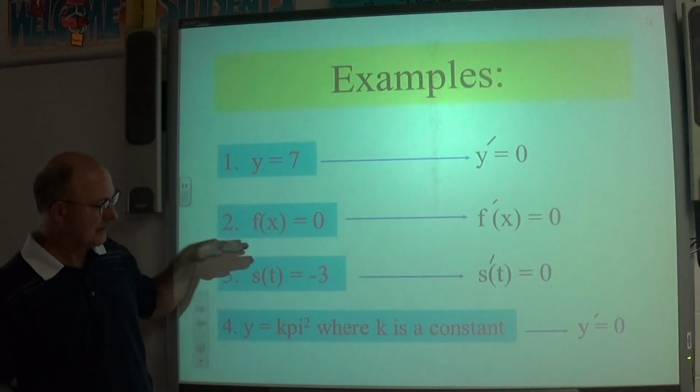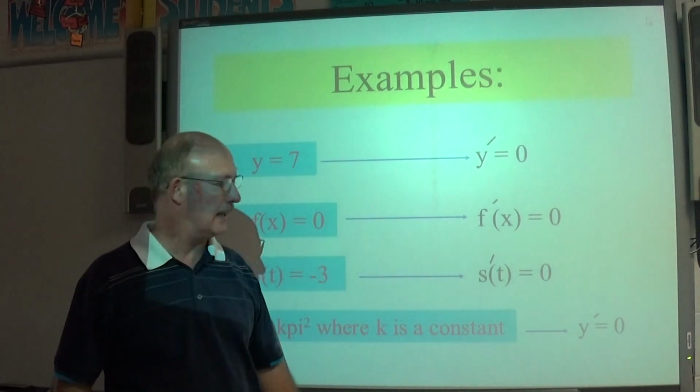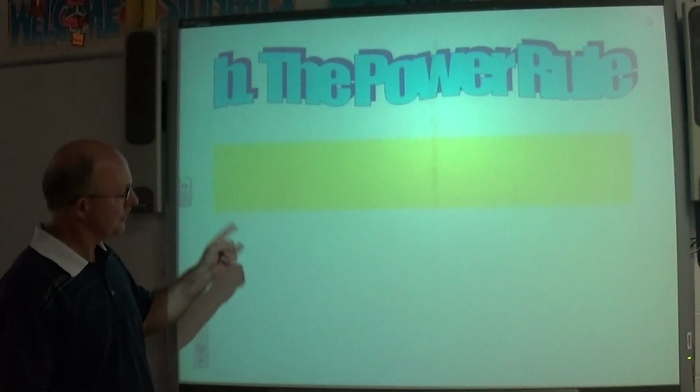So if you look at the graphs of any of these, the graphs are all horizontal lines. The slope of any horizontal line is 0, so the derivatives are all 0. That's the first rule. Okay, second, now this is the big one.